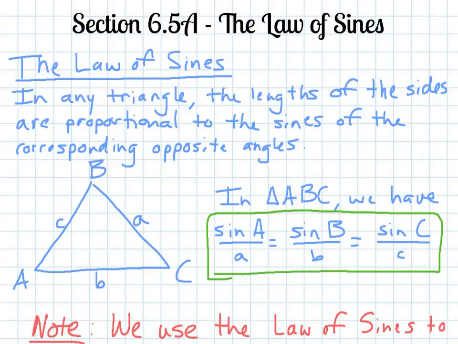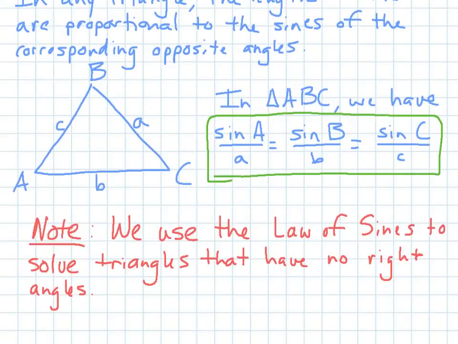So when I have a triangle that is missing a side with no right angles, we will set up a proportion to solve. Okay? Now, just like I said earlier, note we use the law of sines to solve triangles that have no right angles, but this is the only instance we'd use this. We don't really use this for just right triangles because they don't need it.